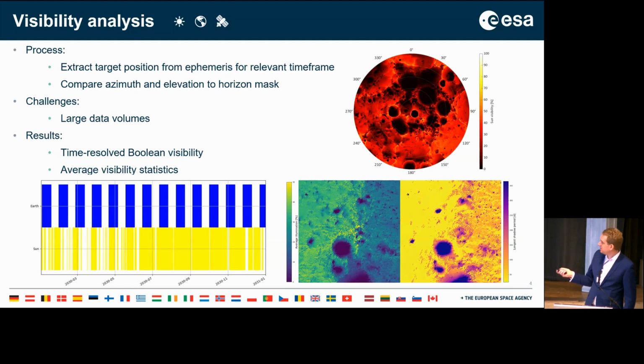And yeah, this gives us then time-dependent plots. Here you see it for the year 2030, Earth on the top, quite regular observation windows, and the sun on the bottom, being very much irregular, with a local summer where we have a lot of visibility and a local winter where there's not so much visibility because it's just at the edge of the horizon due to the low elevation. So this is the time-dependent data, if that's of interest.